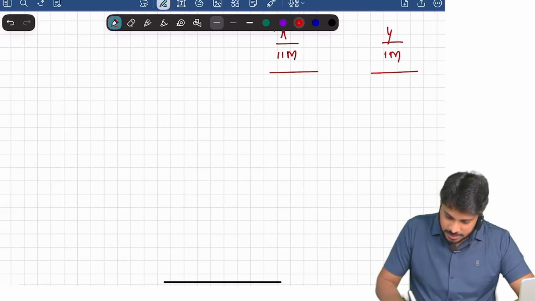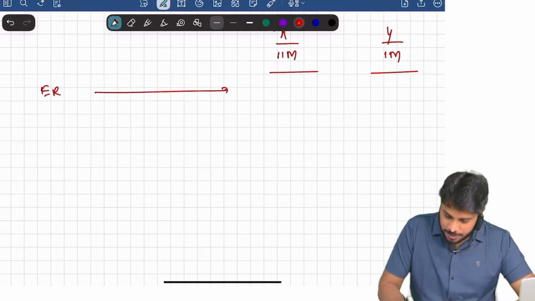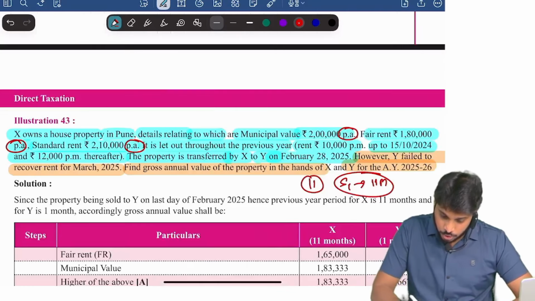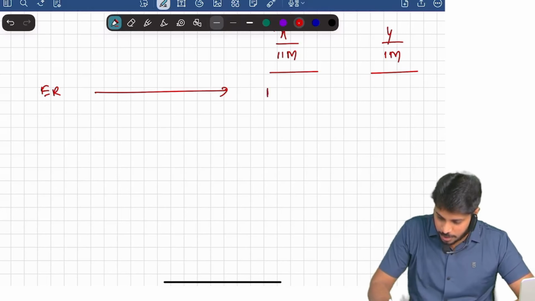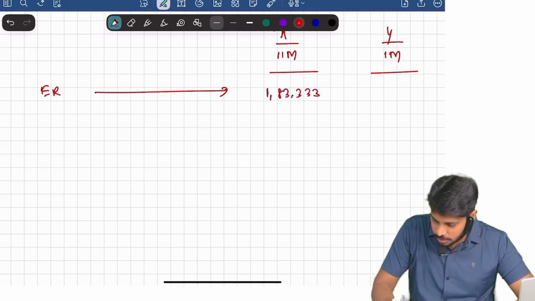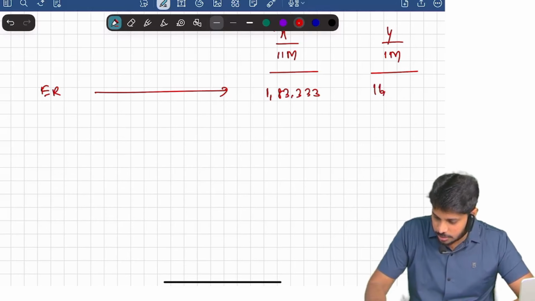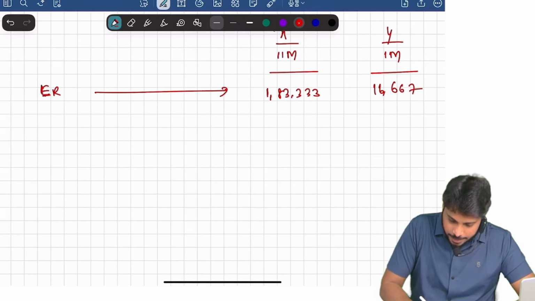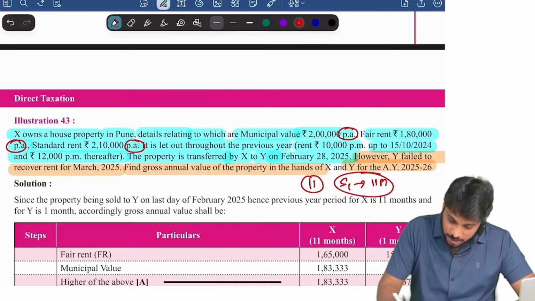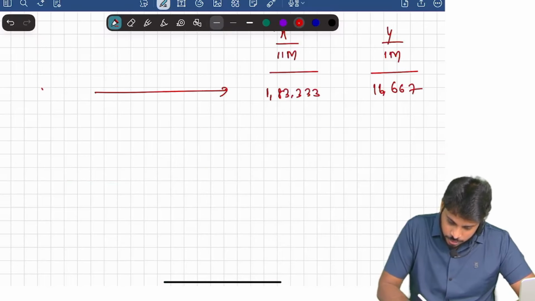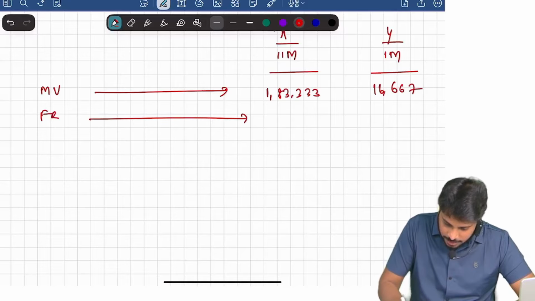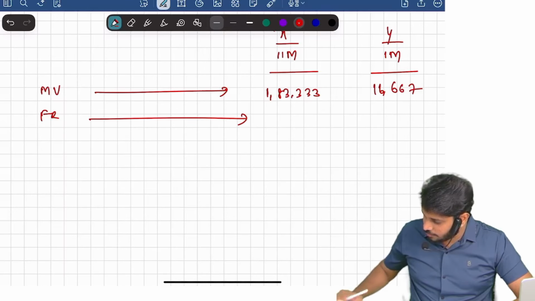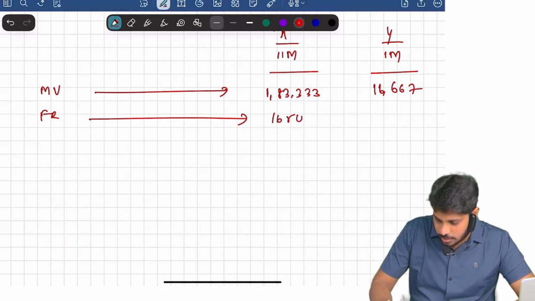Correct? First, expected rent per annum they gave, remember, 2 lakhs. So 2 lakhs into 11 divided by 12 is equal to 1,83,333. Balance amount here is 16,667. Correct? No, it is not expected rent. What is municipal value? Municipal value, yes or no? Second one is fair rent 1 lakh 80. So 1 lakh 80 into 11 divided by 12 is equal to 1 lakh 65,000, whereas here it is 15,000.